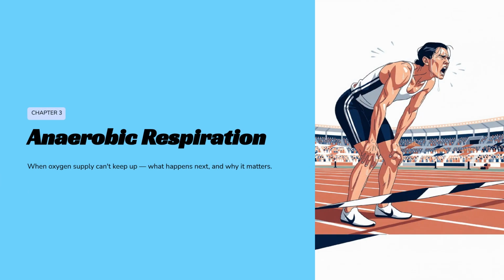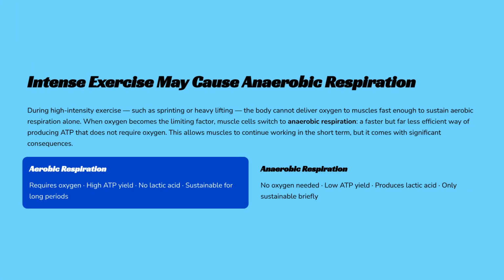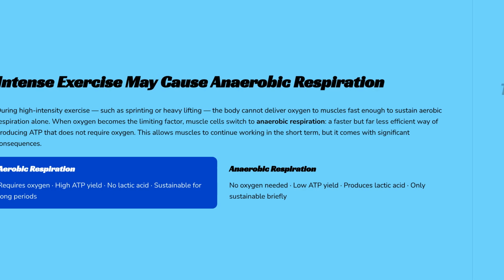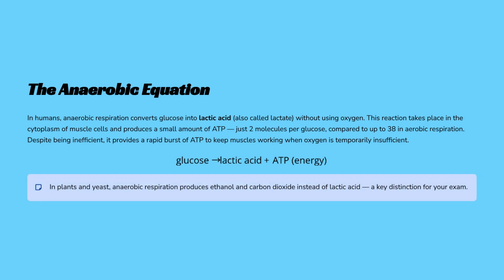Chapter 3 covers anaerobic respiration. When your oxygen supply cannot keep up with the demand, your muscles switch to this faster, less efficient method. Unlike aerobic respiration, the anaerobic process does not require oxygen, but it produces significantly less ATP and results in the production of lactic acid. In humans, the anaerobic equation is glucose to lactic acid plus energy. Note that plants and yeast produce ethanol and carbon dioxide instead.